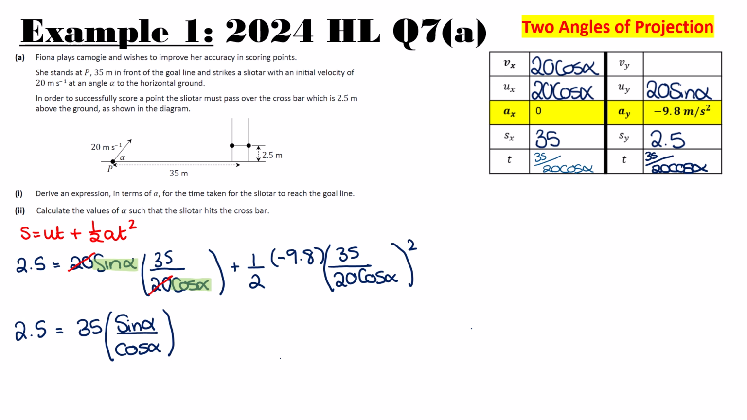For the other piece, I'm going to multiply my half by my minus 9.8, which gives me minus 4.9. And then we're going to square out that fraction. So squaring a fraction, we're squaring the top and squaring the bottom.